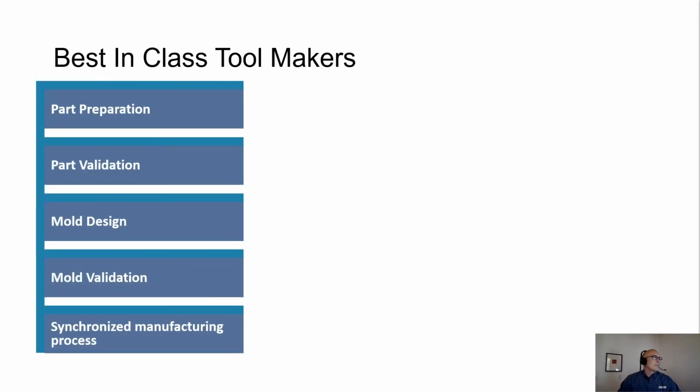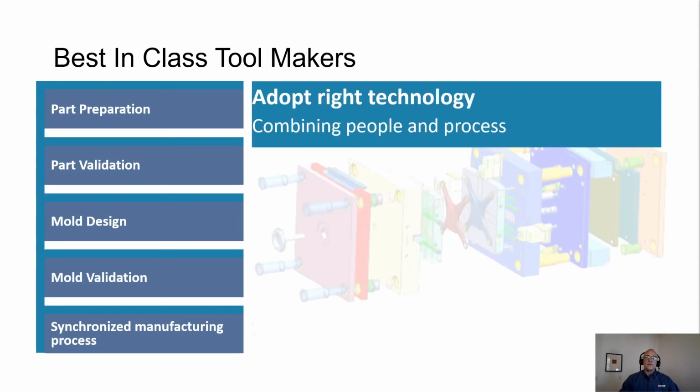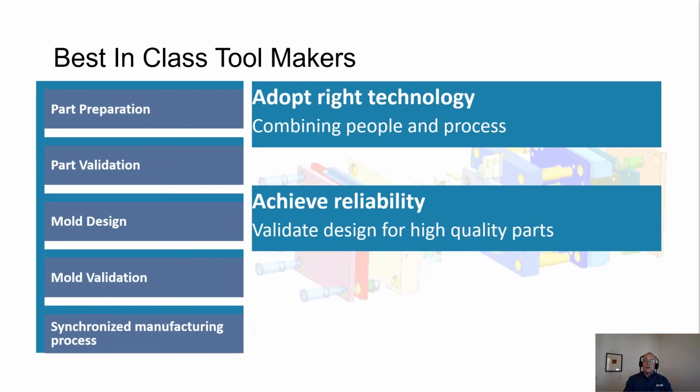So with that, how did the best-in-class tool makers achieve this? How did they get so good at what they did? Again, they're running a profitable and growing business. How are they running a profitable and growing business and staying viable in this challenging environment? They're adopting the right technology because they're staying within the same software.